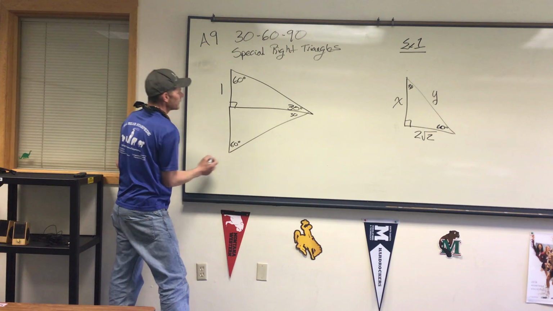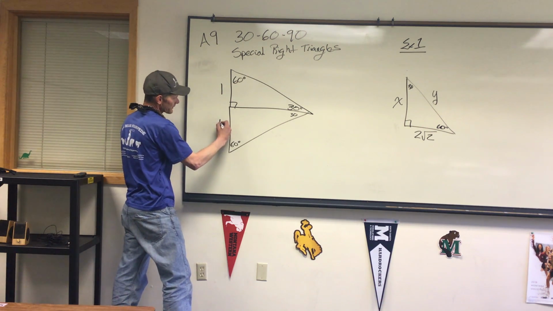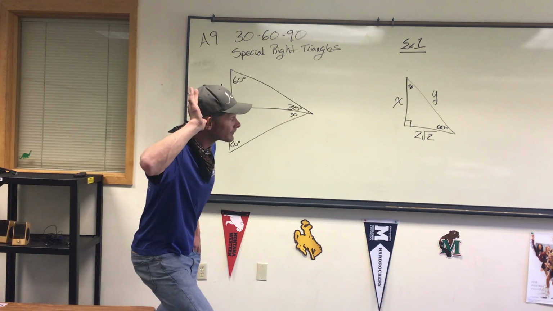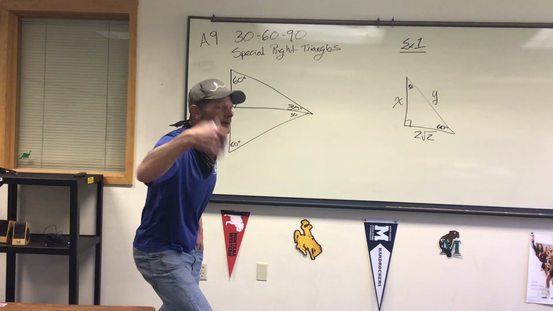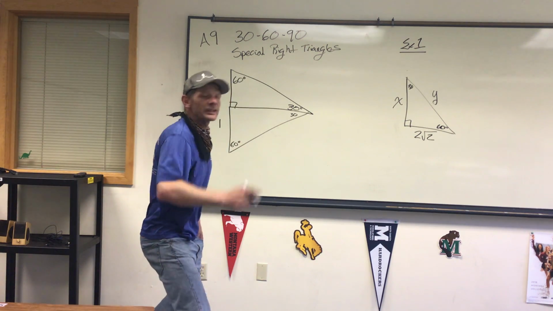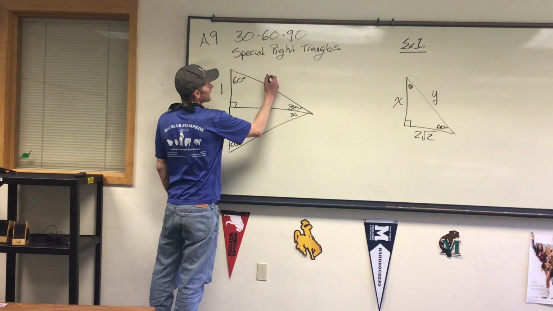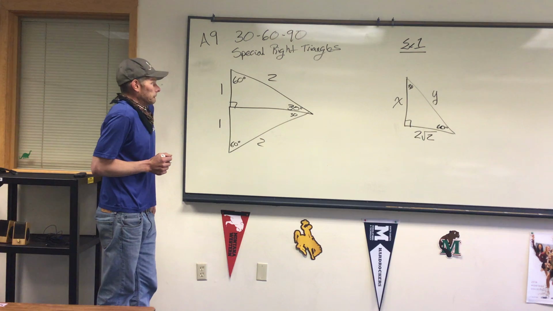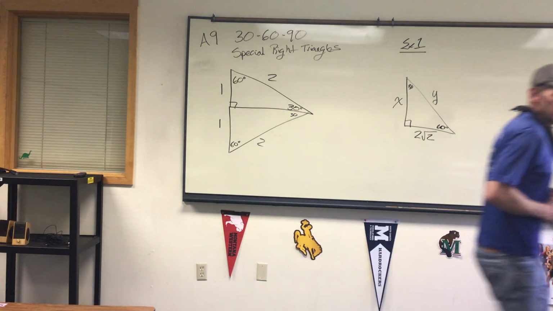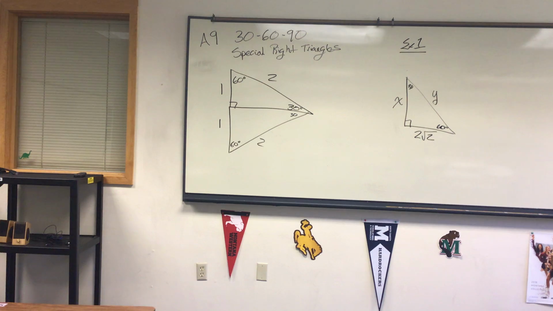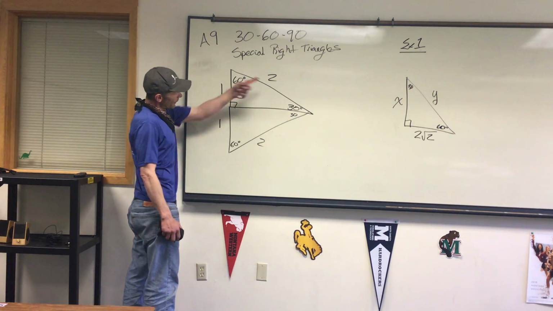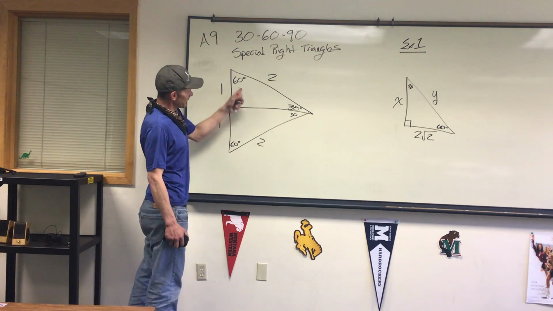Since this is a copy of this, this is 1, and you see that you have what kind of triangle? Yes, an equilateral triangle, good. So this side has to be 2, and this side has to be 2. So I use an extra copy to make an equilateral triangle, and then I know that this side has to be 2. Every angle is 60 degrees.